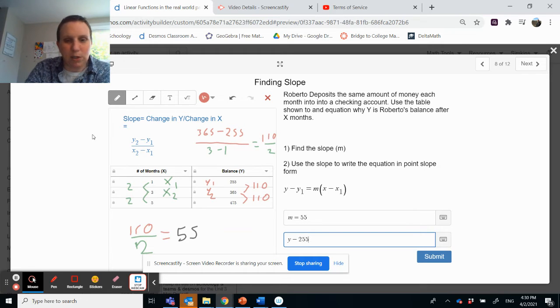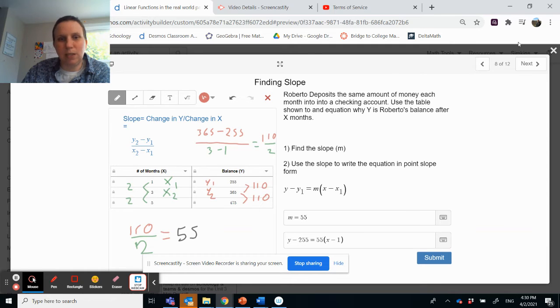So y minus 255 equals m, which was 55, and I know that from my calculation that I did up there. That's my slope, times x minus 1. So the 255 is my y1, the m is my slope, and the 1 is my x1. And that's my equation in point slope form.